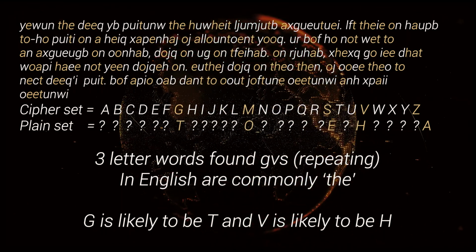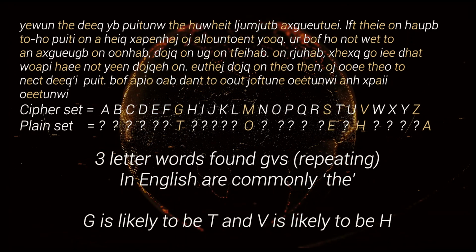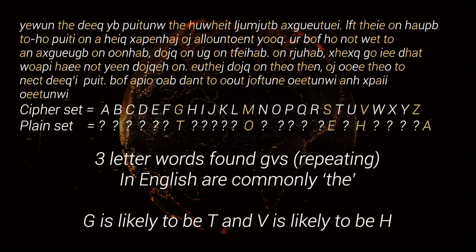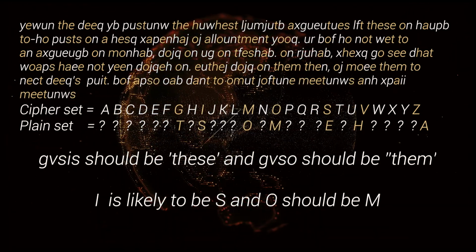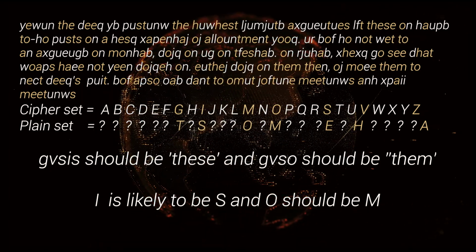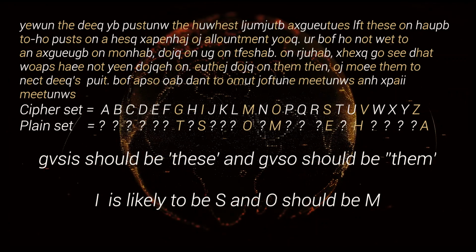It is corresponding to the in English. Thus, G is likely to be T, V is likely to be H, S is likely to be E. So GVSIS should be these. So I is likely to be S.